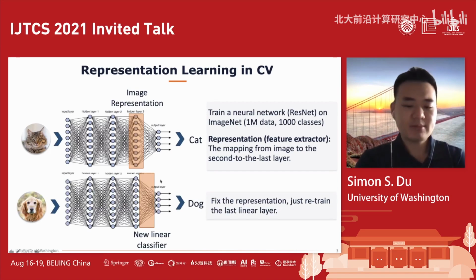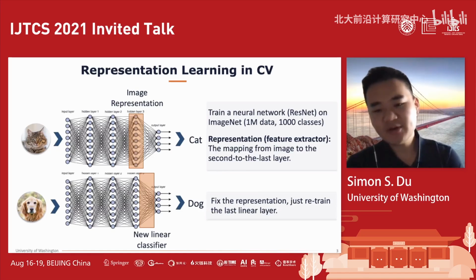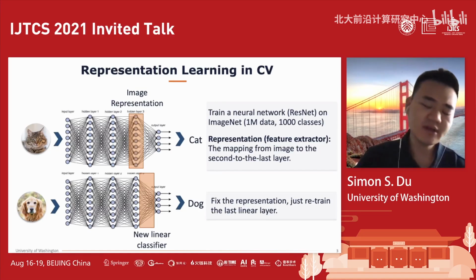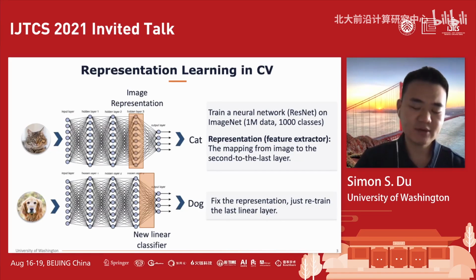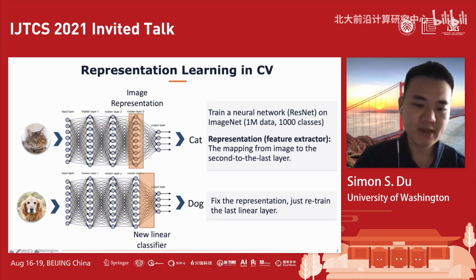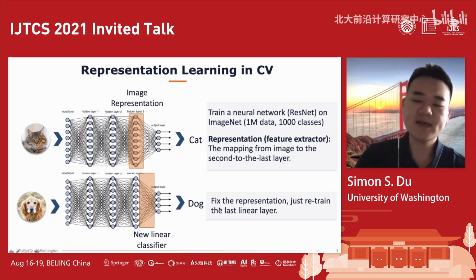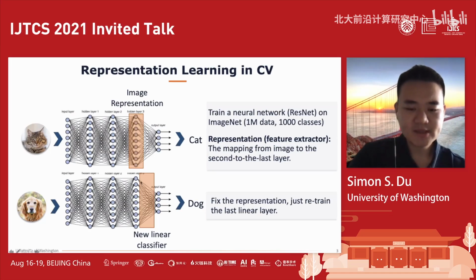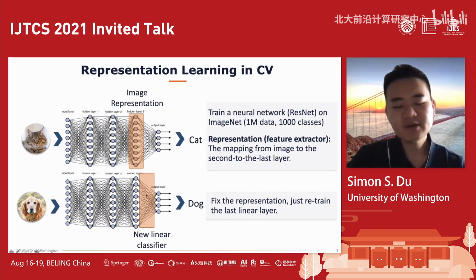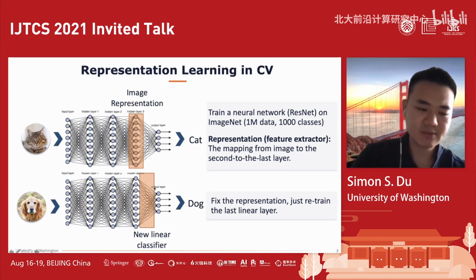And how do we use this representation? It's very easy. We just view it as a feature extractor. For example, for a new task, let's say we want to classify whether an image is a dog or not, we fix this representation, which maps the image to the vector, and we just retrain the last linear layer. So we fix the previous, say, 3 layers, as in this figure, and then we just retrain the last linear layer. So basically here, this is a linear classification problem.